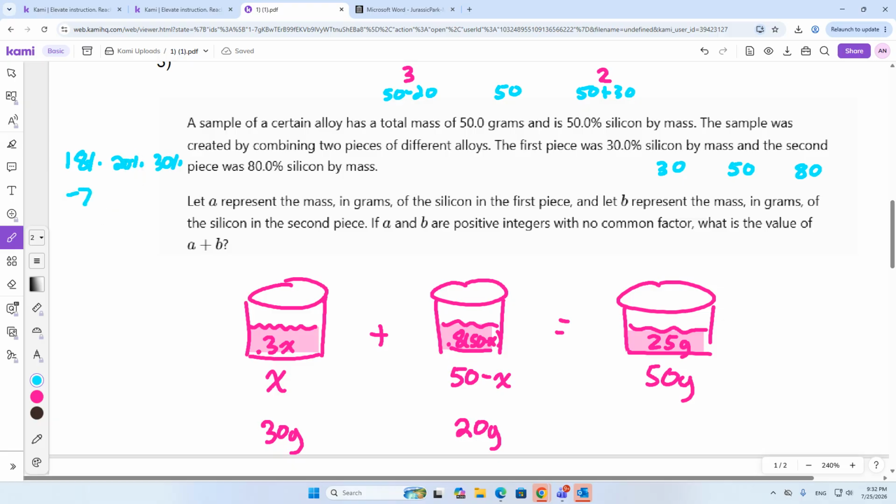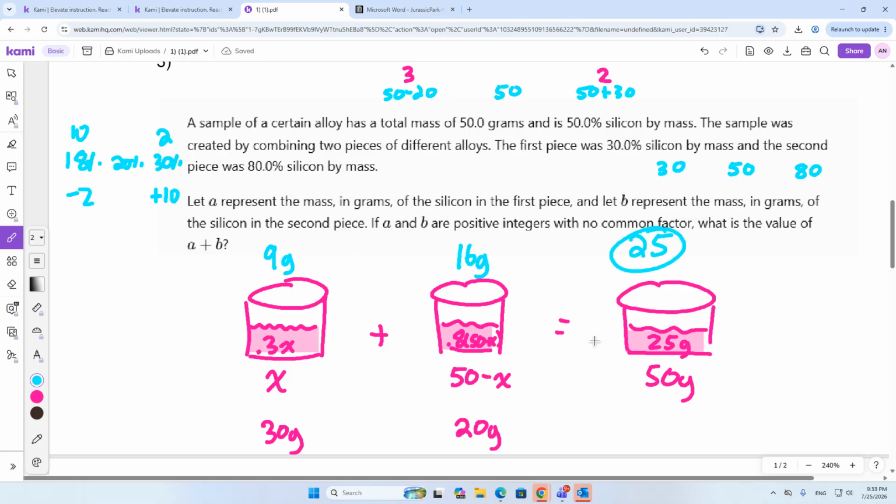So this is a -2 and this is a +10. So I need 10 of these and 2 of these, it has to be in a 5-to-1 ratio, okay? So anyways, I need 30 grams of this, 20 grams of this, but it says that I have 30% silicon. So this is only going to be 9 grams of silicon in here, and this is going to be 16 grams in here. So then I want A plus B, so A plus B is 25, okay?